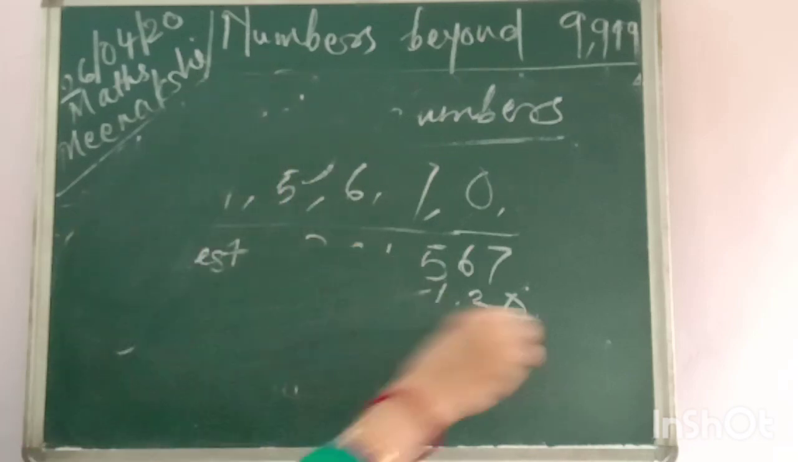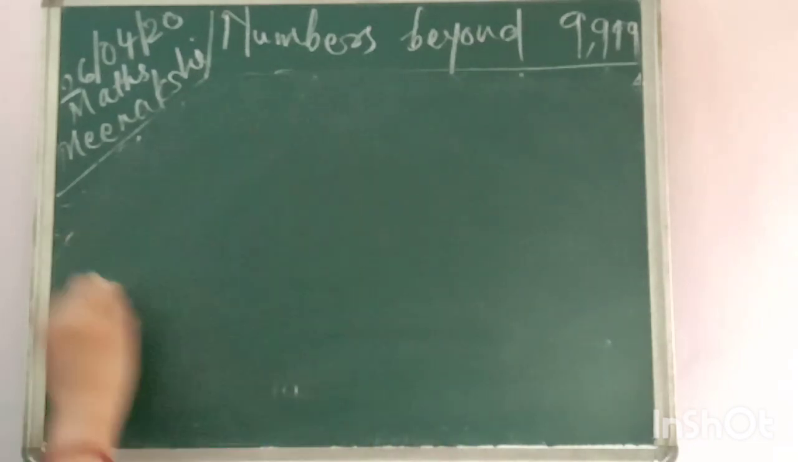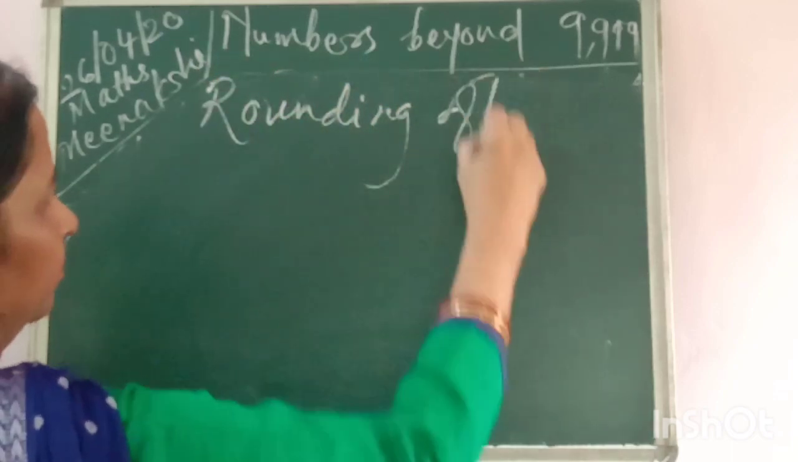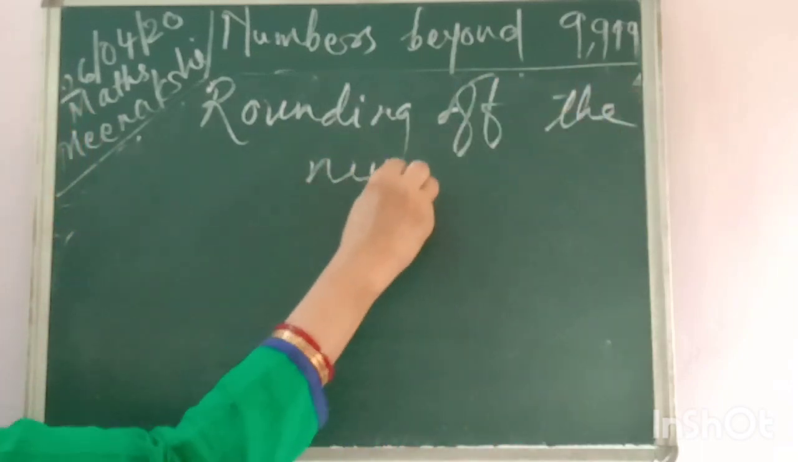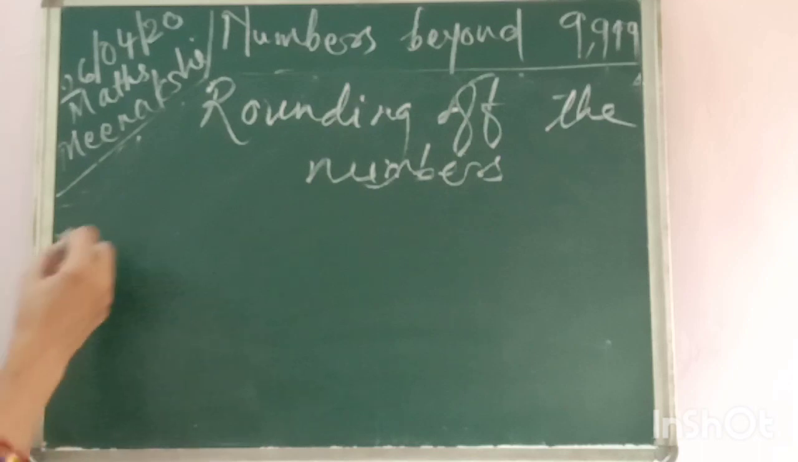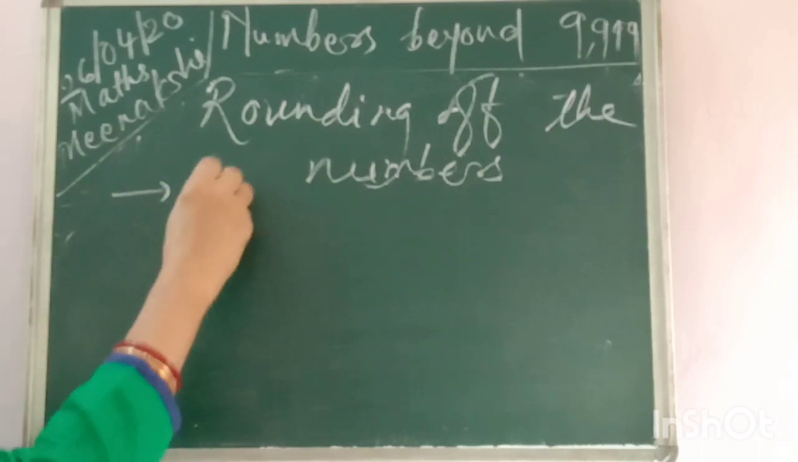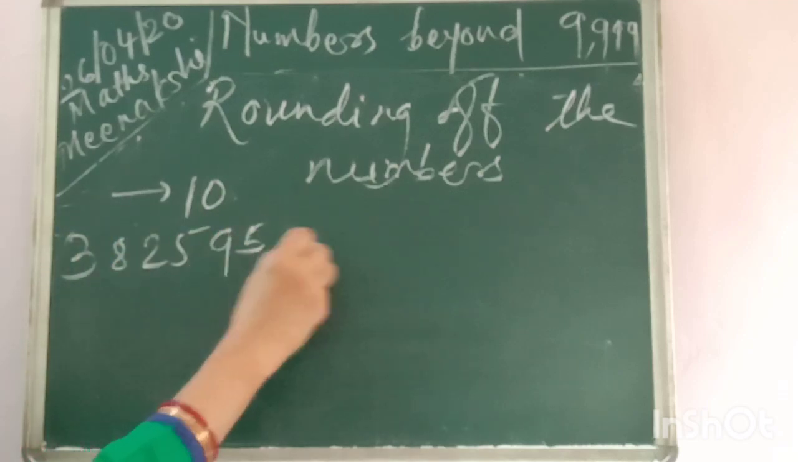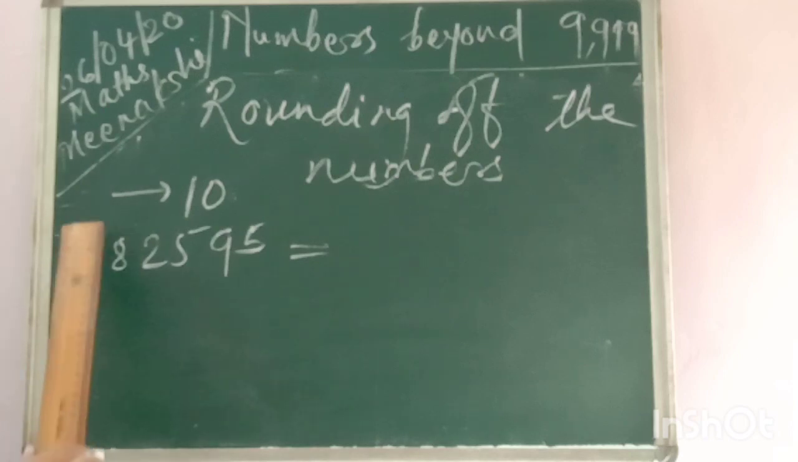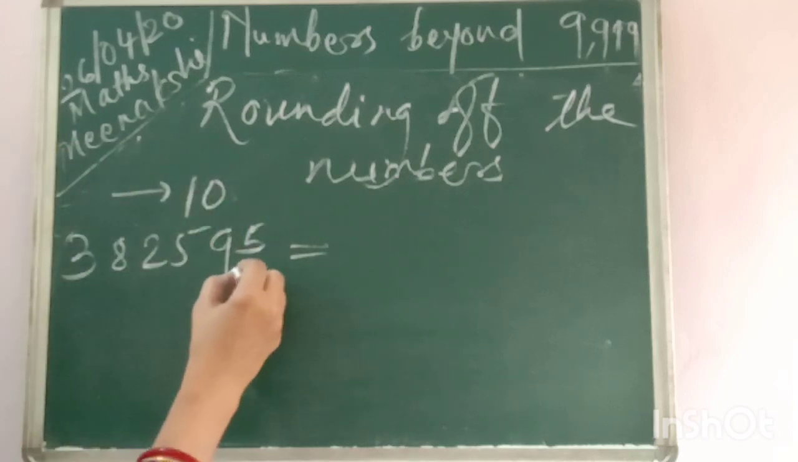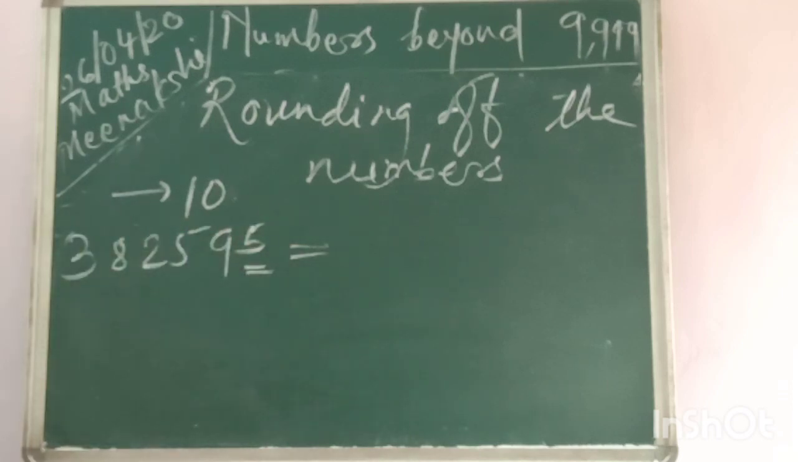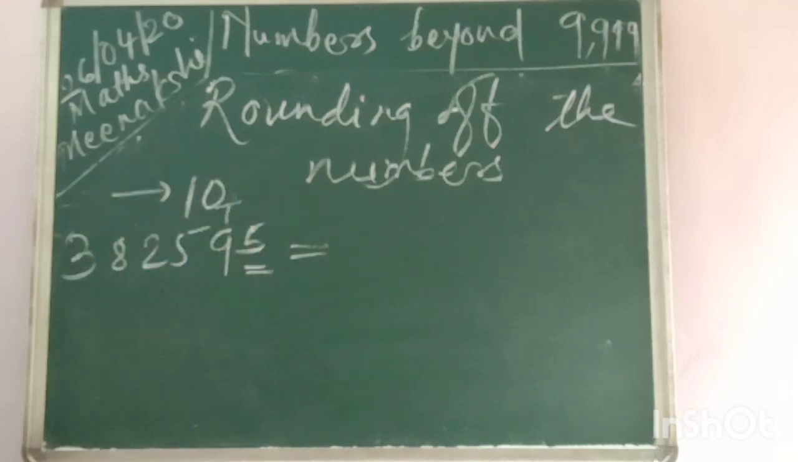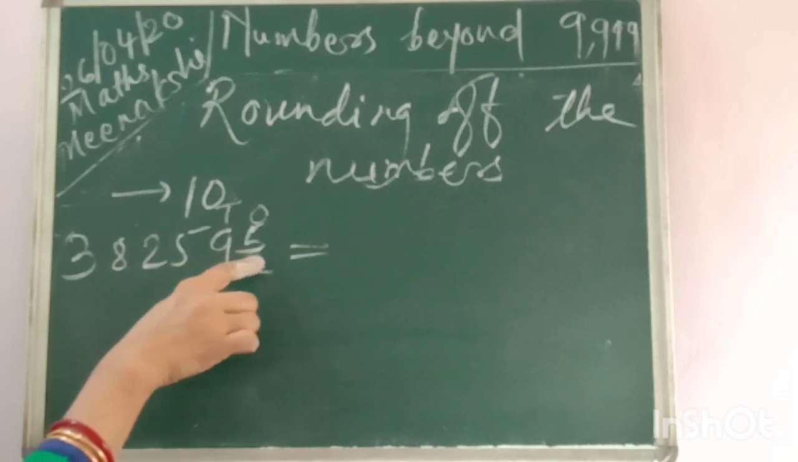Then we had rounding of the numbers. The rules of rounding of the numbers were also introduced to you. So what is rounding of the numbers? Suppose you have to round off to the nearest 10, and the number given to you is 38259. Okay. When you are rounding the number to the nearest 10, you just see the digit which is at the ones place. Because you have to round this number to the nearest 10, this is the tens digit and this is the ones digit, so you will check this digit.